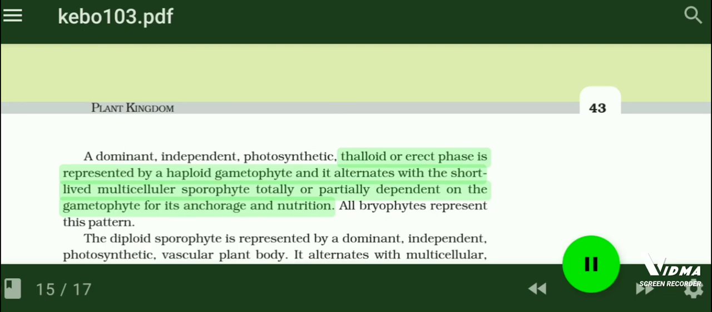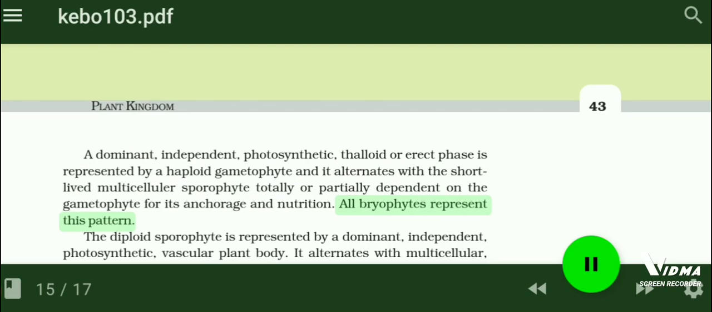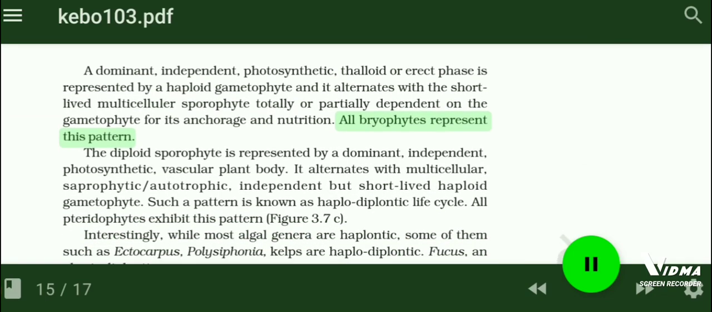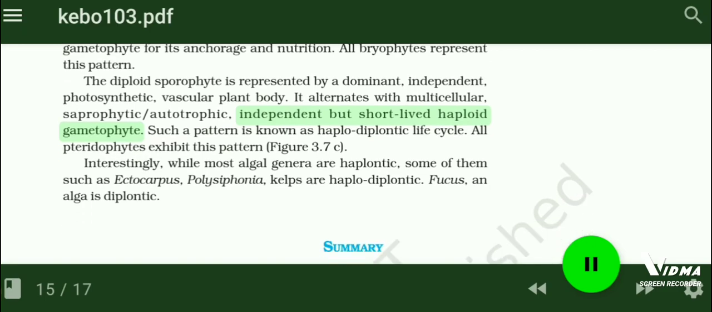3. Bryophytes and pteridophytes, interestingly, exhibit an intermediate condition, haplodiplontic. Both phases are multicellular. However, they differ in their dominant phases. The dominant, independent, photosynthetic, thalloid or erect phase is represented by a haploid gametophyte, and it alternates with the short-lived multicellular sporophyte, totally or partially dependent on the gametophyte for its anchorage and nutrition. All bryophytes represent this pattern.